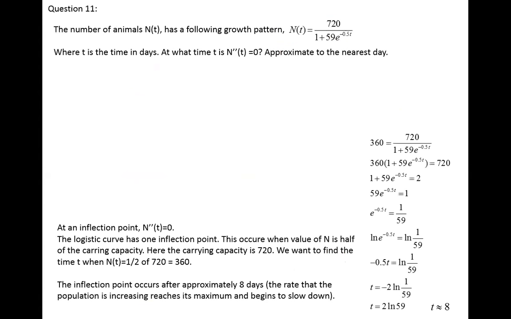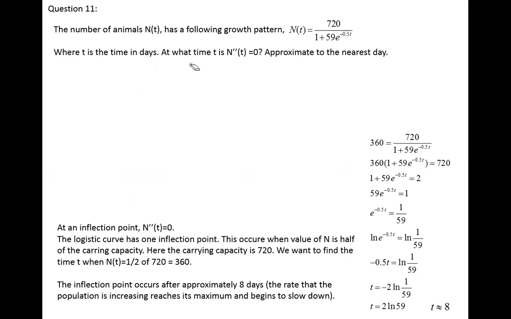Okay, and then I have another question. Oh yeah, that's actually the same thing. Okay, it's exactly the same thing. The number of animals, n, has the following growth pattern. That means it's growing this way, okay? Where t, of course, is the time.